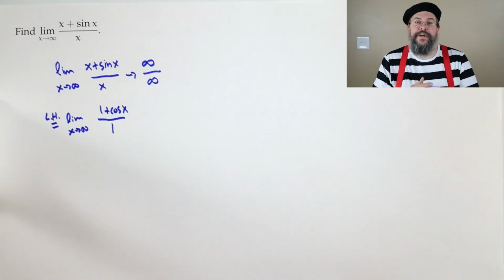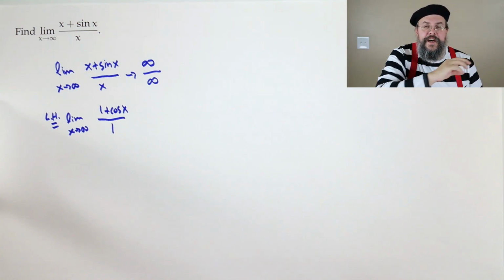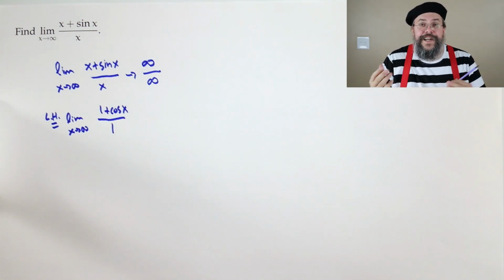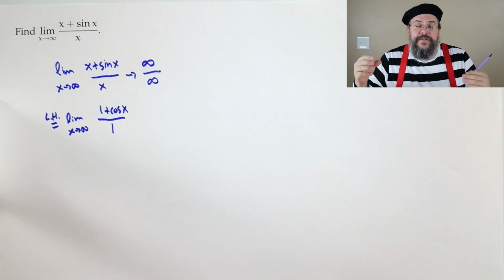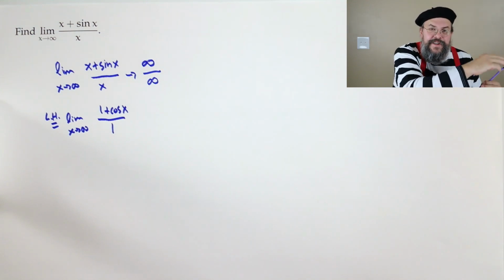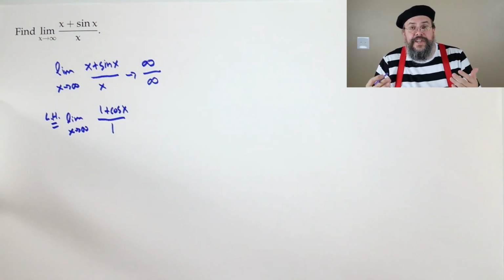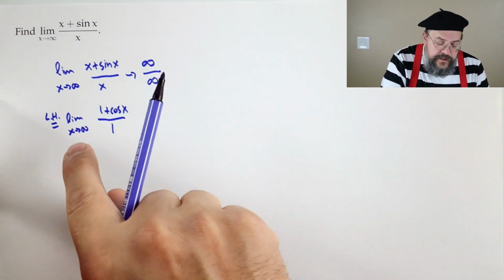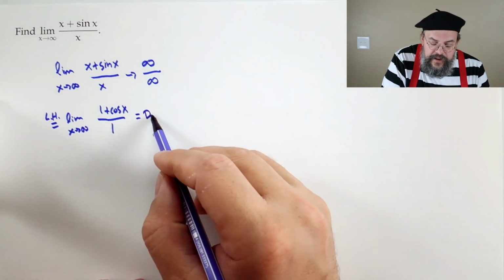Okay, let's think about 1 plus cosine of x. What do we know about cosine? Well, it's like sine. It goes up and down, up and down, between +1 and -1. And what happens to it as we head off to infinity? It really just keeps going up and down, so it's not heading towards any particular value. So the answer is that this limit does not exist.